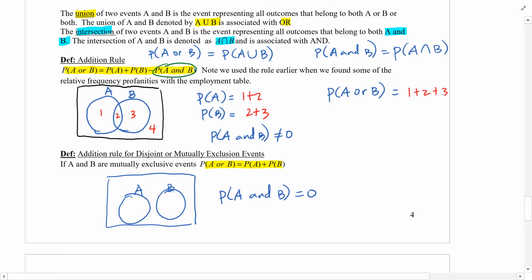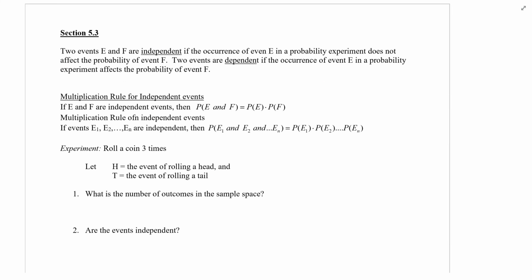So again, 1, 2, 3 are relative frequencies, a probability of things in there. But region 1 represents things that are in A but not in B. Region 3 represents things in B but not in A. Region 2 represents A and B. Now, when events are disjoint, the probability of intersection is 0. Notice that there's nothing in common, so the joint probability is 0. Disjoint is another word for mutually exclusive events.